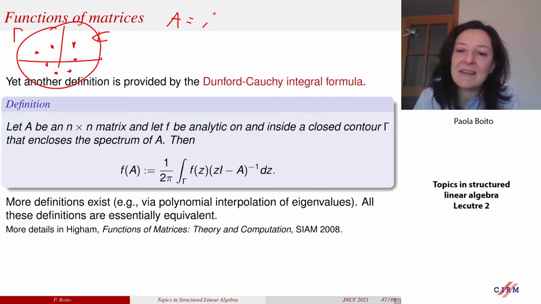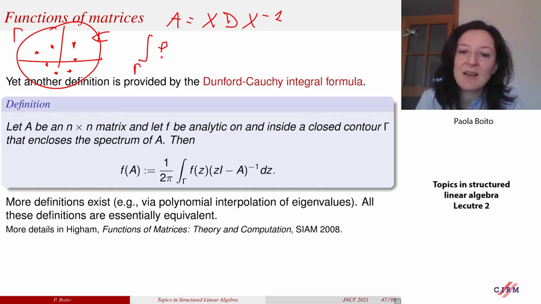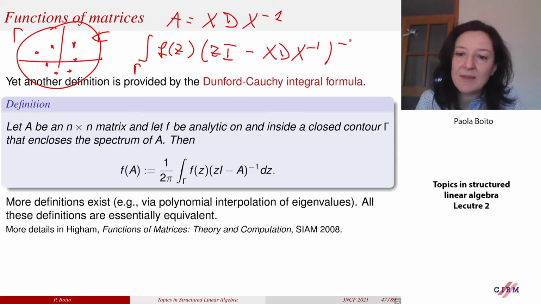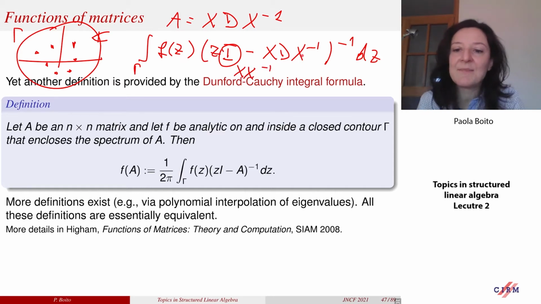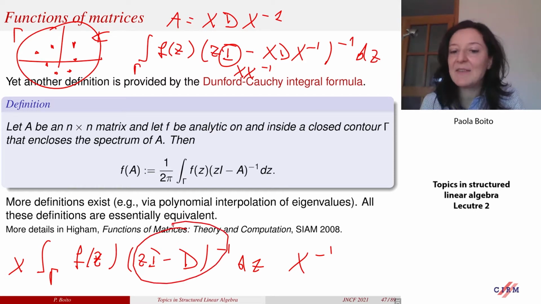Because if you assume that A is equal to, what did we say, X D X minus 1, for instance, and we replace this in the formula, what we get is the integral over gamma of f of z, (z times identity minus X D X minus 1) to the minus 1 dz. At this point, the identity can be written as X X minus 1. And so basically we can take these matrices X and X minus 1, this conjugation, and put it outside the integral. So what we're left with is something like this: X times the integral of f of z, (zI minus D) to the minus 1, dz, X minus 1.